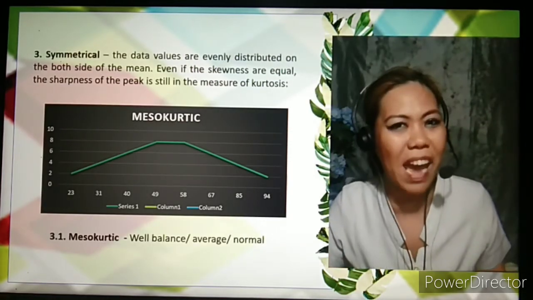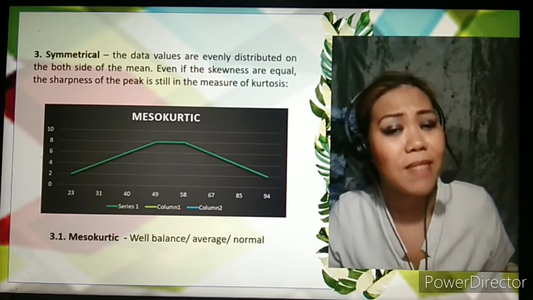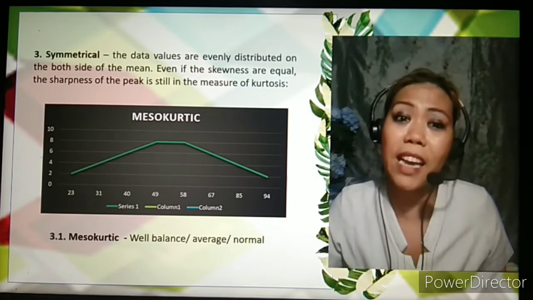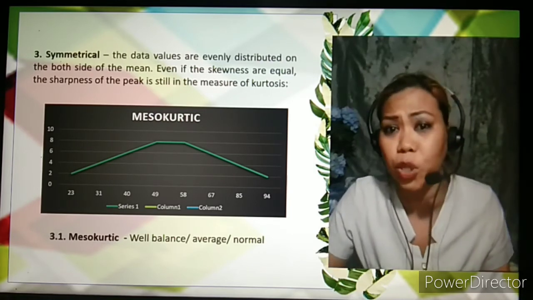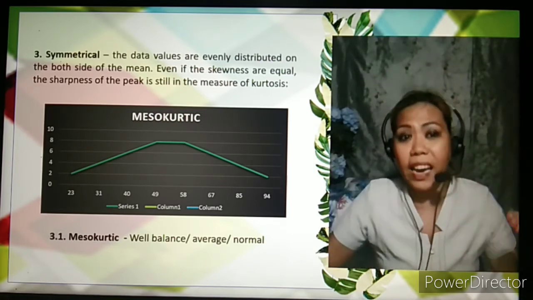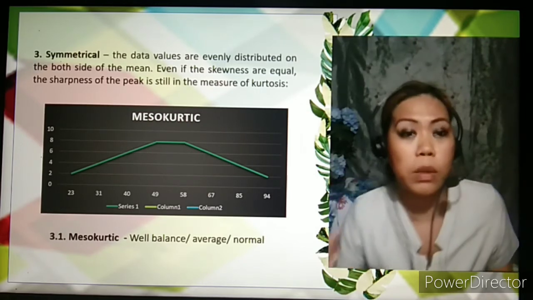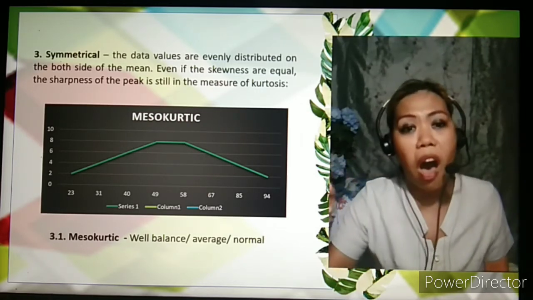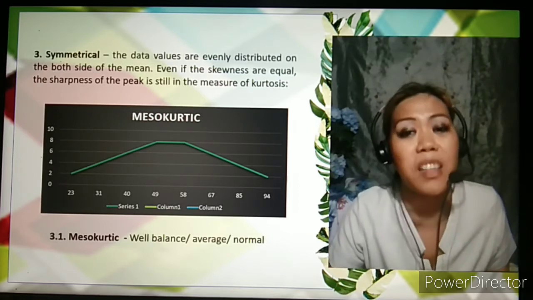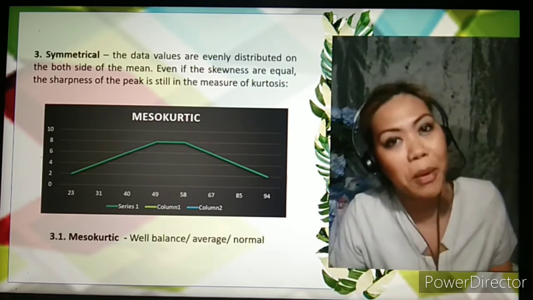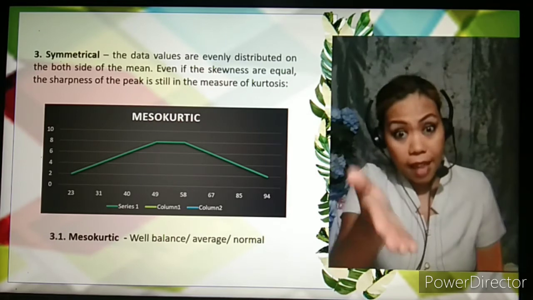Number 3 is symmetrical. Well, anyway, symmetrical means the data values are evenly distributed on both sides of the mean. Even if the skewness is equal, the sharpness of the peak is still measured by kurtosis. So it looks like that.